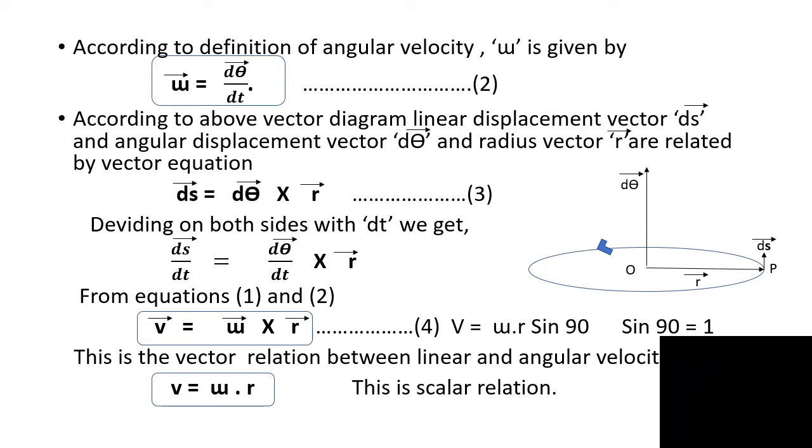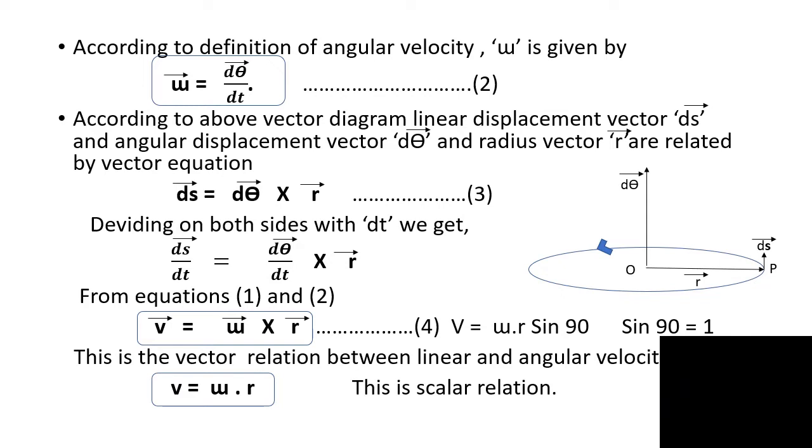According to above vector diagram, linear displacement vector ds bar, angular displacement vector d theta bar, and radius vector r bar are related by vector equation ds bar equal to d theta bar cross r bar. This equation is obtained by using right hand thumb rule. This is equation 3. Dividing on both sides with dt, we get ds bar upon dt equal to d theta bar upon dt into r bar.